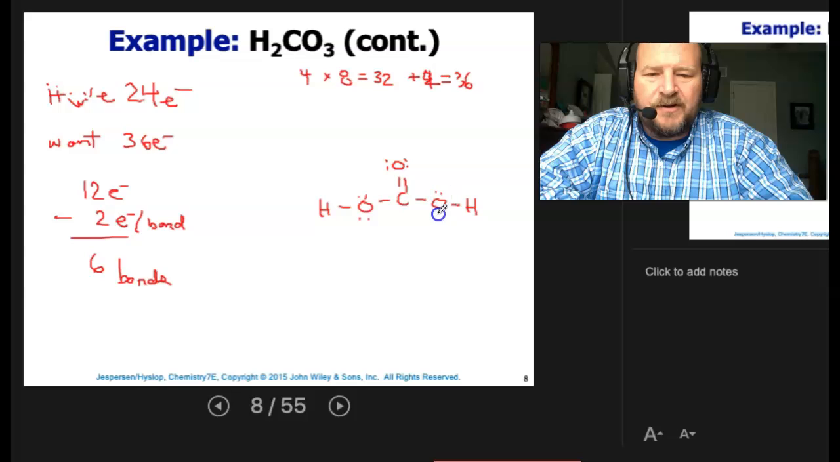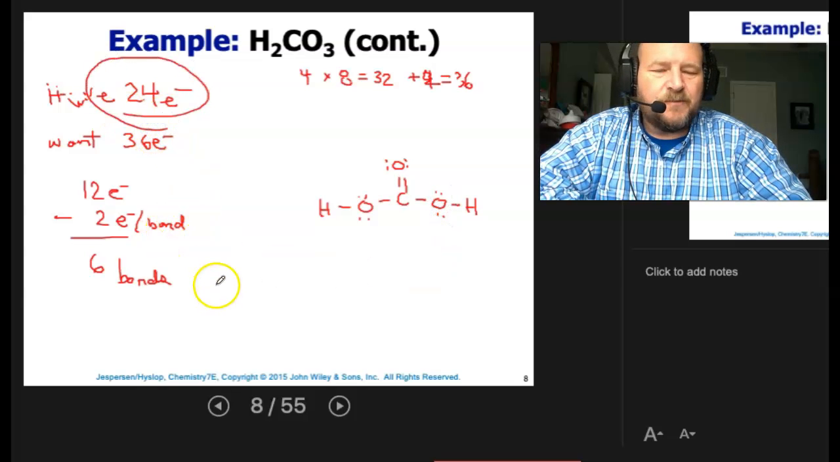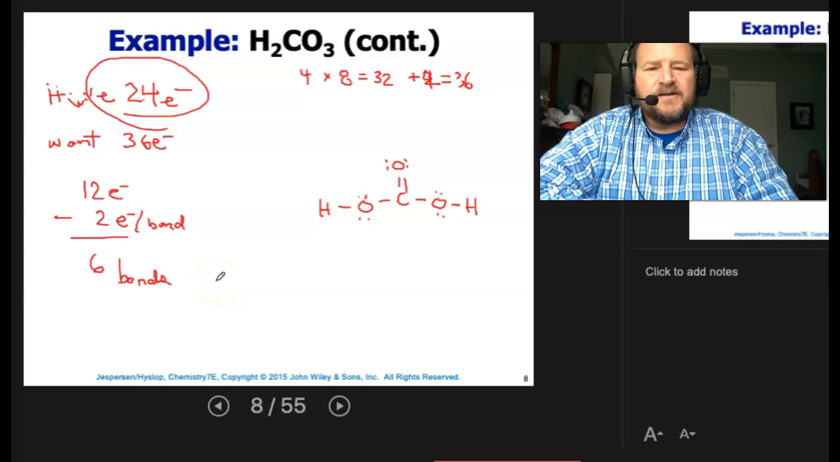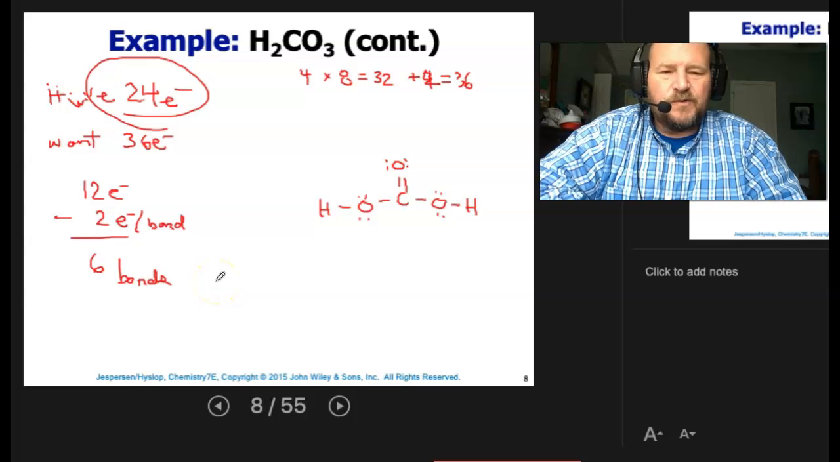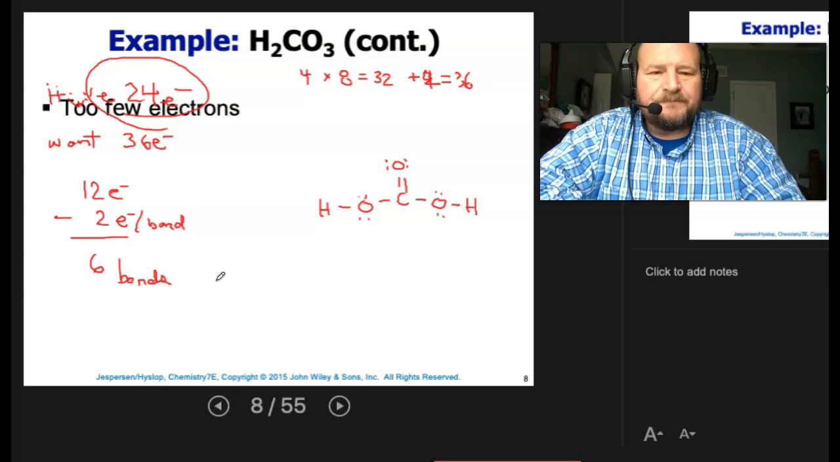And then you would count up all your electrons to make sure that you didn't go over how many you have, which is the 24. All right, so either one of these methods will work. They're both tools to get you to the correct structure.